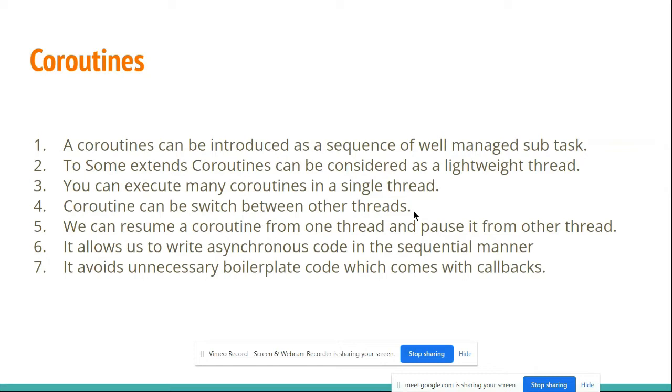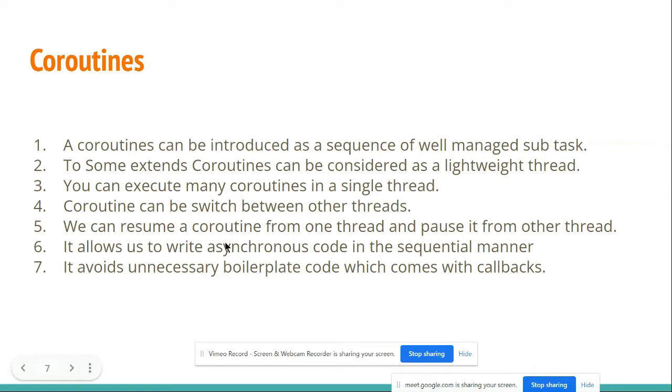If we are not switching our thread, then definitely we will get some kind of error, because we cannot update the UI while in the background threads. In the background threads, we cannot update our front end UI. So we can resume a coroutine from one thread and pause it from the other thread.